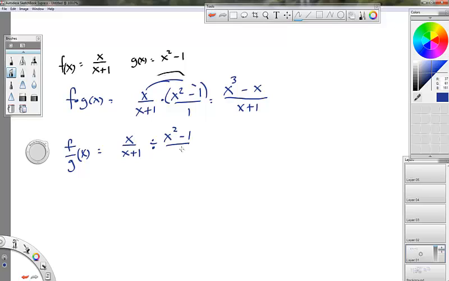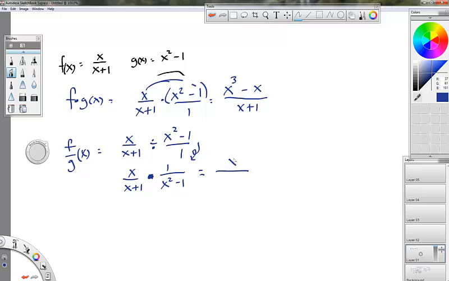minus 1 over 1. And so this one would be x over x plus 1. Change the sign to a times sign. We'll make a solid dot there. Or we probably should just use parentheses, but whatever. And we'll flip this over. So there's my reciprocal symbol, 1 over x squared minus 1. And then we multiply straight across.